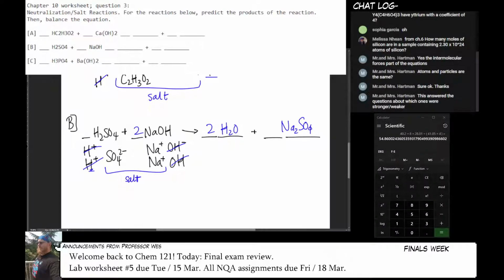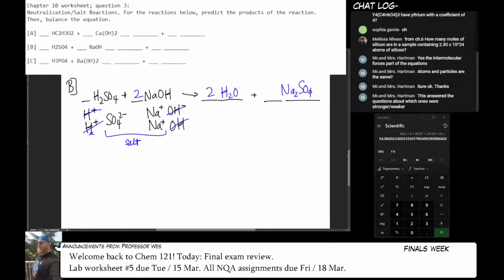And there you go. So that's B. Last we have phosphoric acid here. And barium hydroxide.